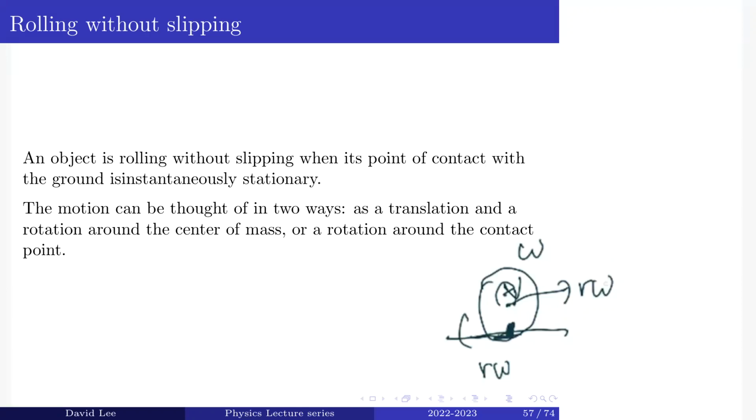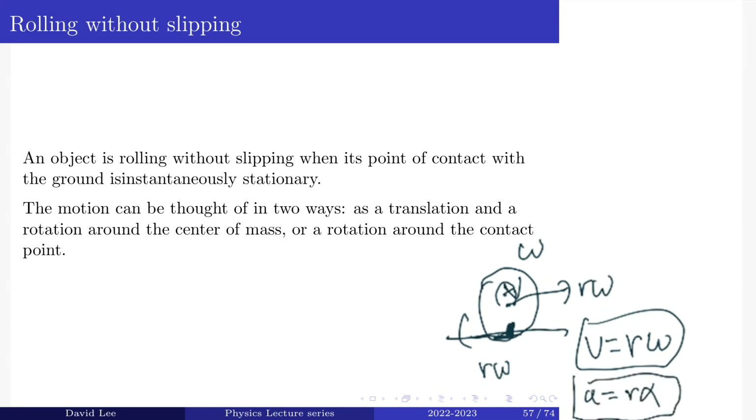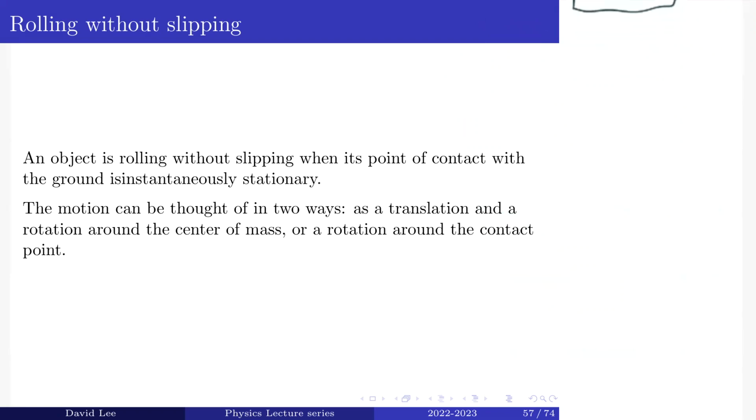And so whenever you have rolling without slipping, you'll have v equals R omega. And by extension, this also means that a equals R alpha. And this also means that delta x equals R theta. So yeah, good to know if you see something rolling without slipping.